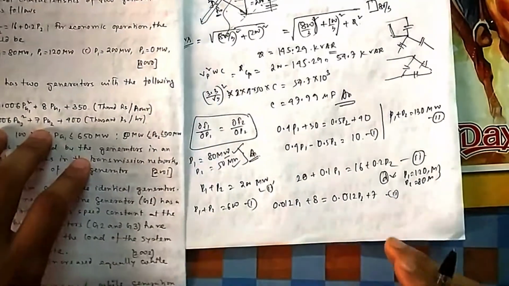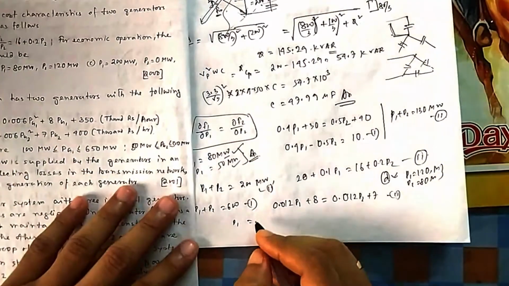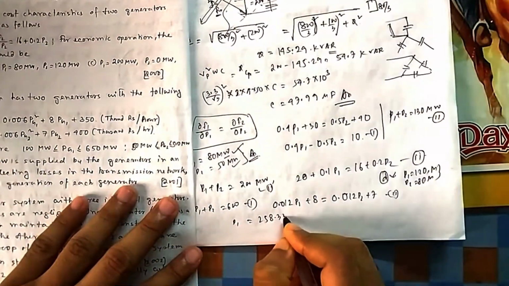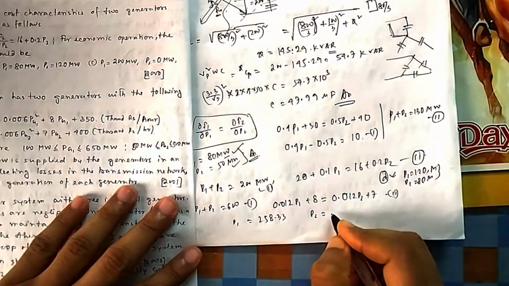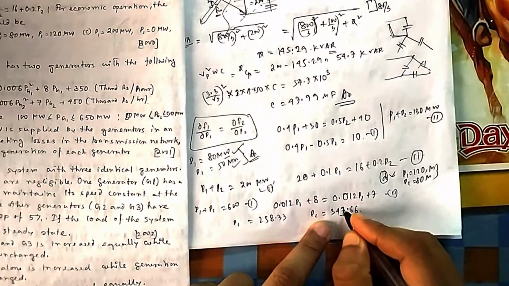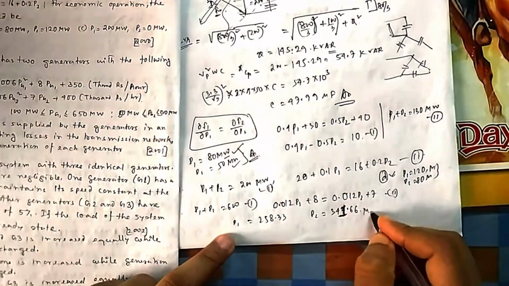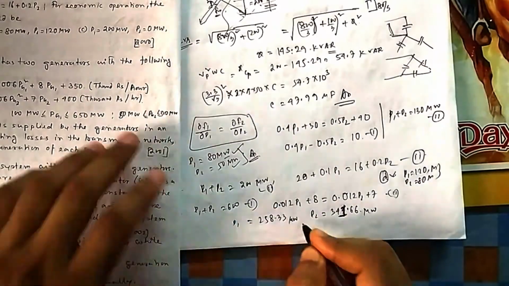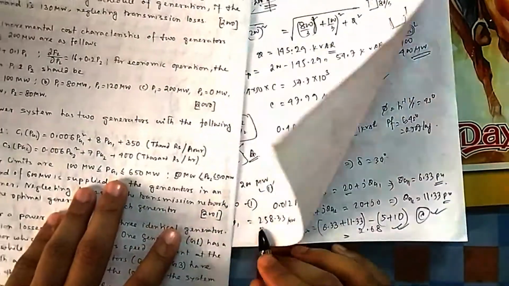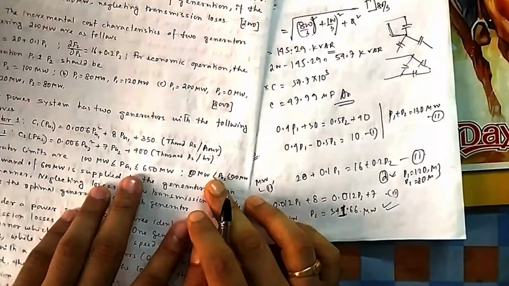If you solve equations 1 and 2, you will get P1 equal to 258.33 and P2 equal to, I think you can solve it, 341.66. This much megawatt, this much megawatt. You have to check whether it is within the limit or not. P1 is within the limit, P2 is also within it. So this is your answer. If it is hitting the limit, then you have to stop there.